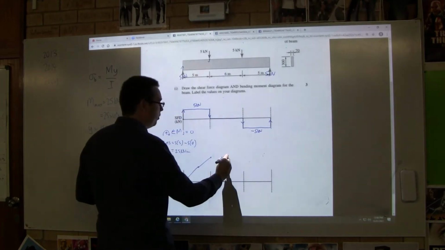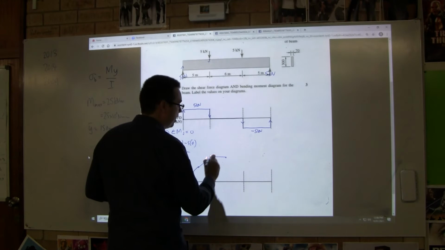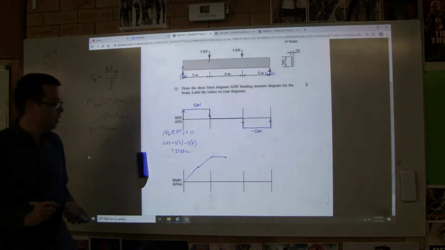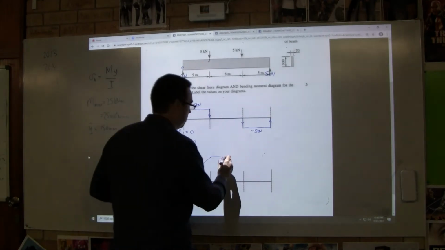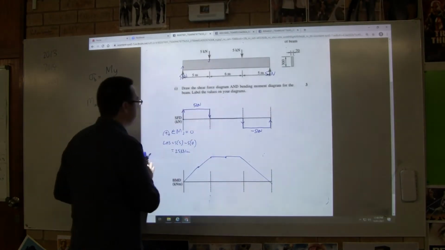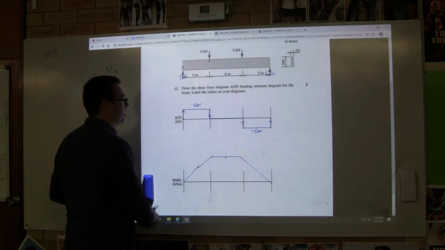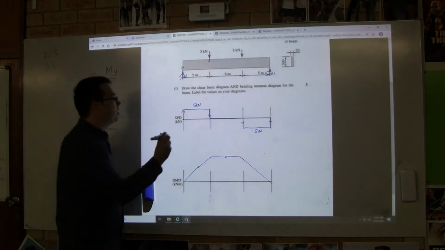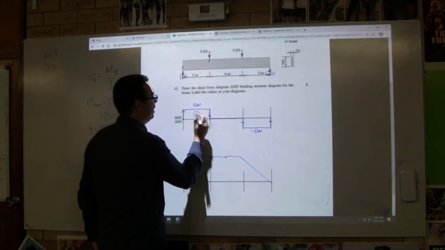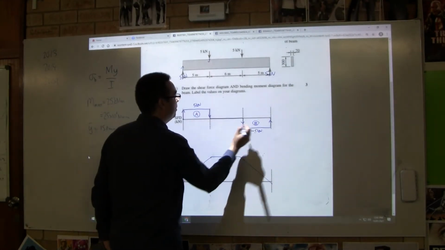Okay, and then we've already found that the point in the middle looked like that. Now, this thing's symmetrical, so it makes sense that the other half will be symmetrical as well. Now, I'm going to tell you a little secret that can help you to solve these things. Let's call this block here block A, and this block here block B.